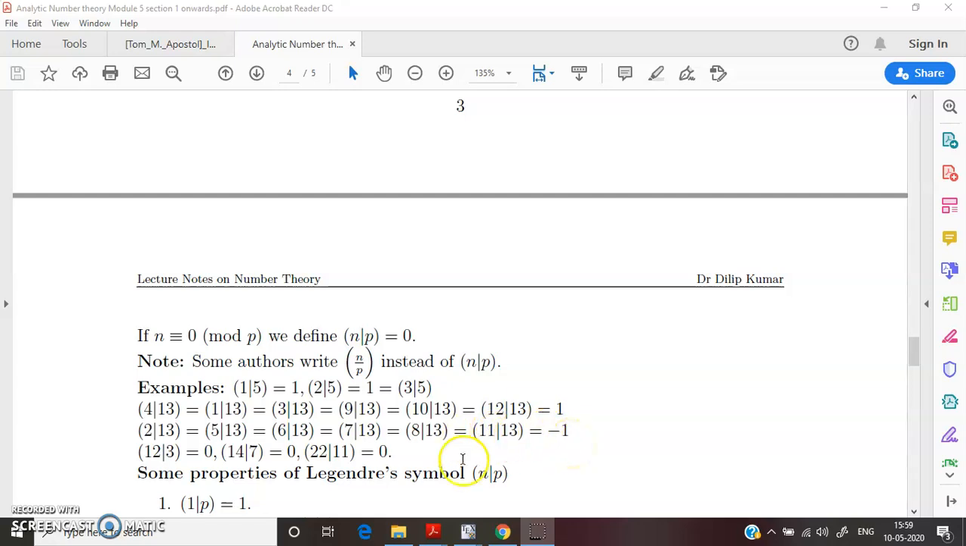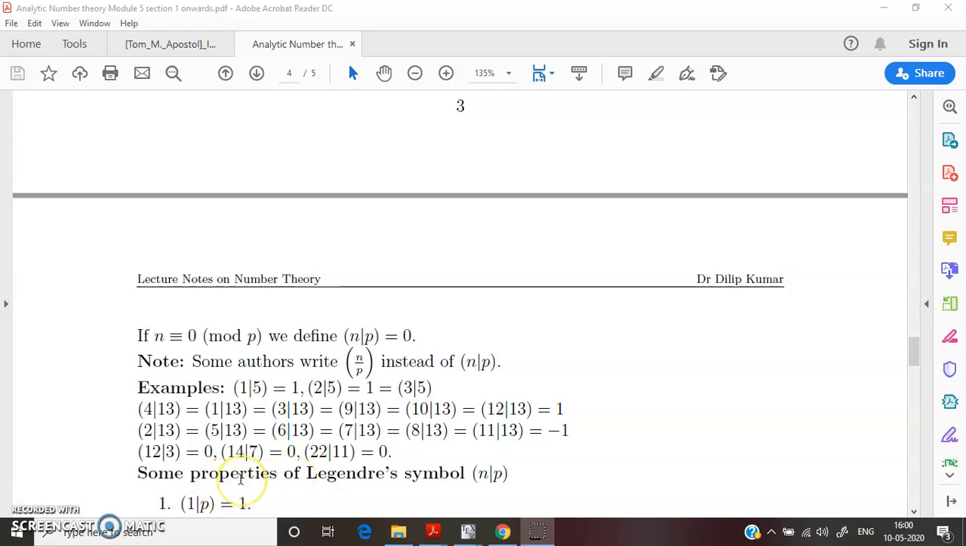Now 12 over 3 is 0, and 14 over 7 is also 0. This is because 12 is divisible by 3, 14 is divisible by 7, and 22 is divisible by 11. So because of that, this is 0.